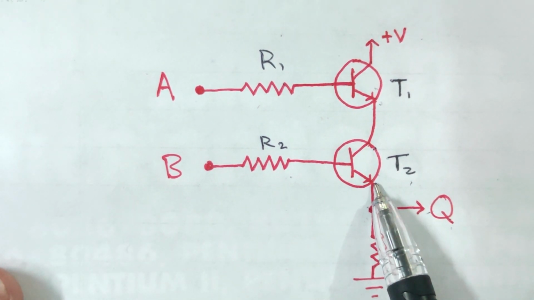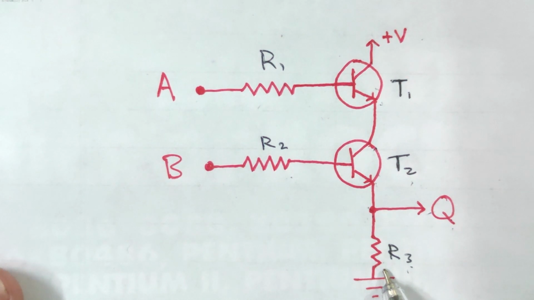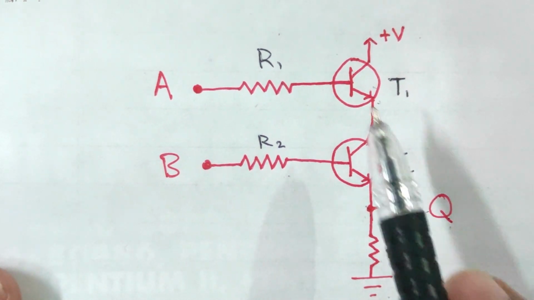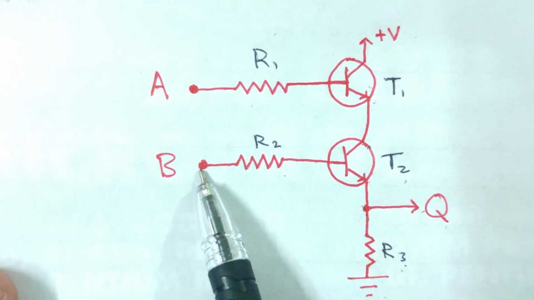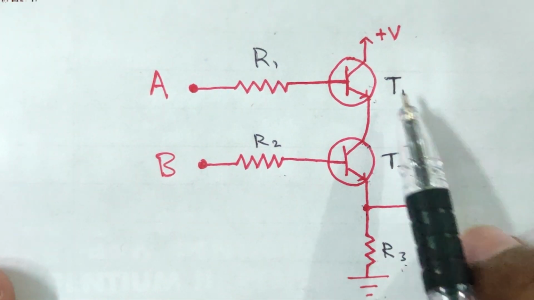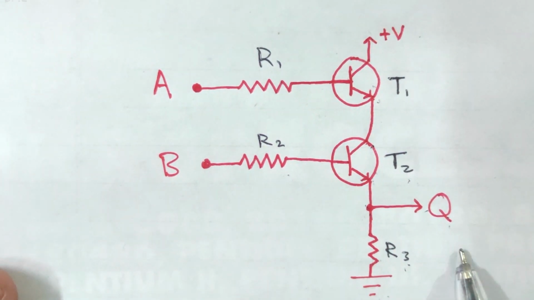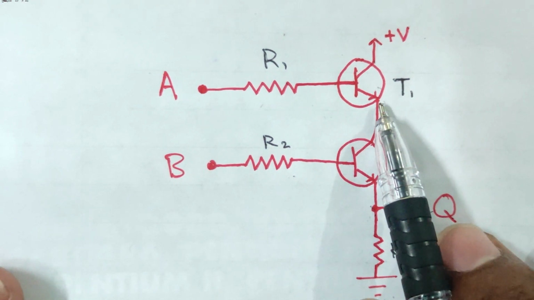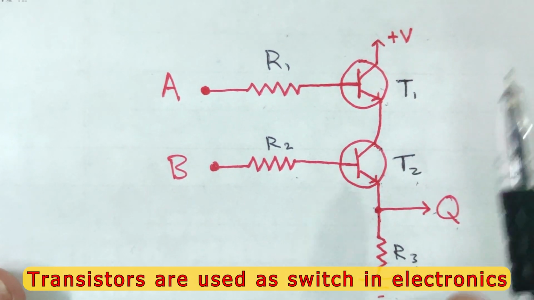The emitter of transistor T2 is connected to the output Q and to the ground VSS via a high resistance, that is R3. The bases of transistors T1 and T2 are connected to the inputs A and B via resistances R1 and R2 respectively. So this is the circuit of the AND gate and this is how the AND gate works. And you might know that transistors are known as electronic switches in electronics.